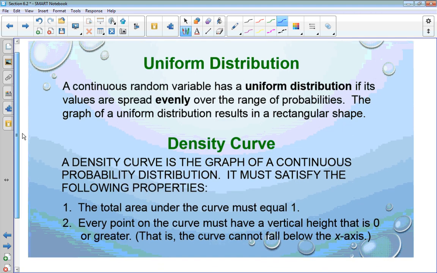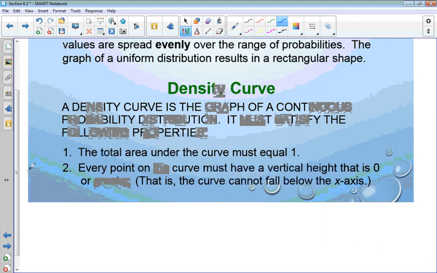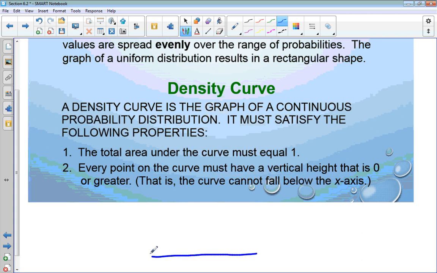A density curve is really the graph that I just drew. It's a continuous probability distribution, and under it, it has to have a total area equal to 1. So again, when I have this density curve, the area under the curve is equal to 1. Every single point on the curve has a height somewhere between 0 and 1. It can't be any more. We know that probabilities have to be between 0 and 1.